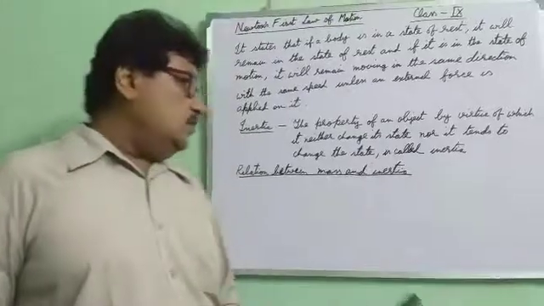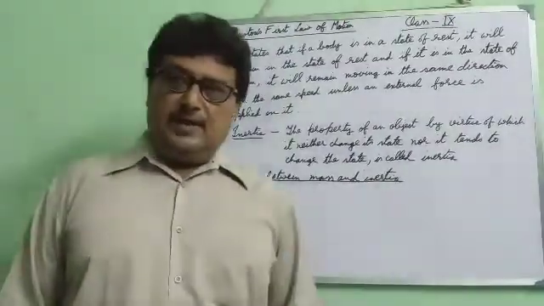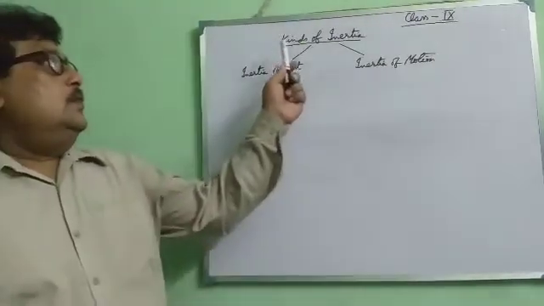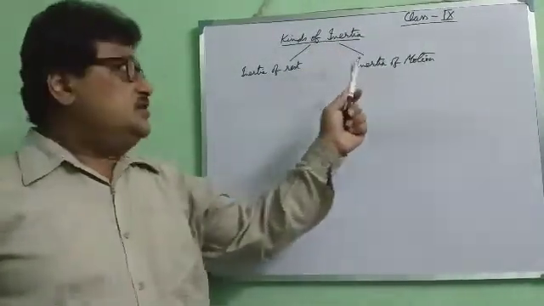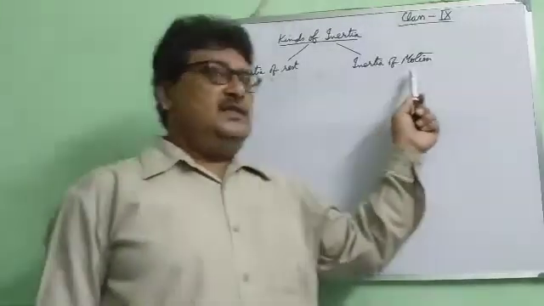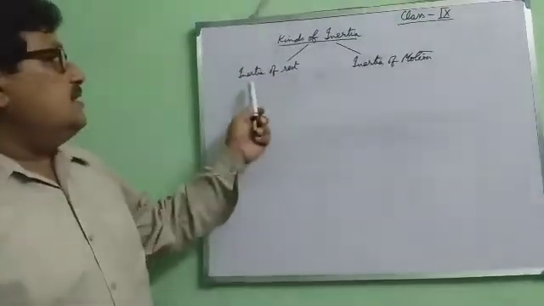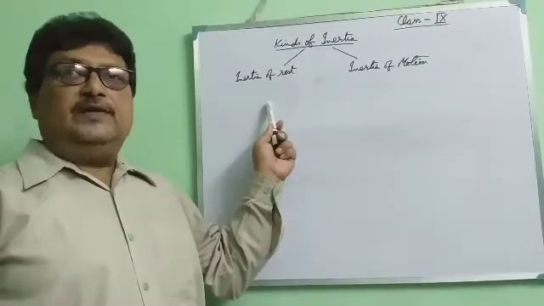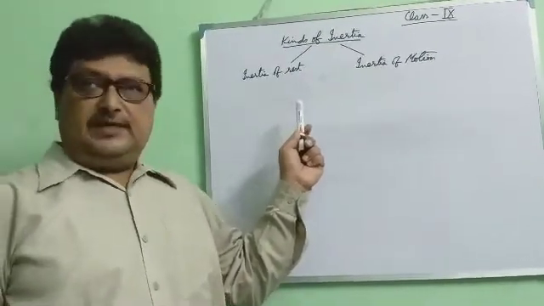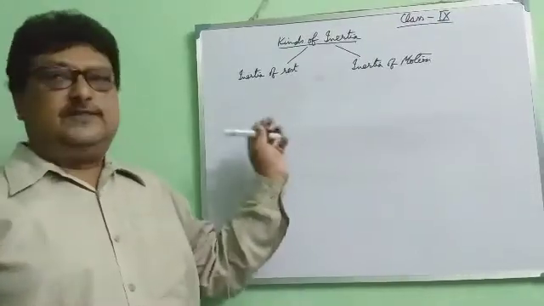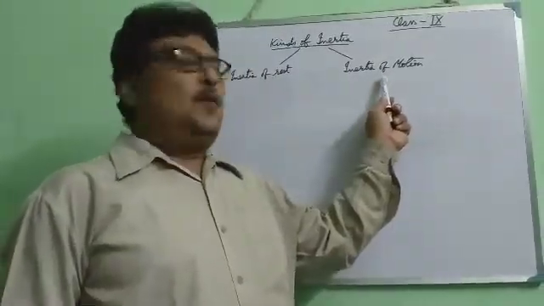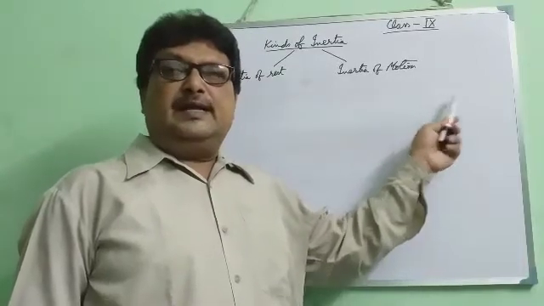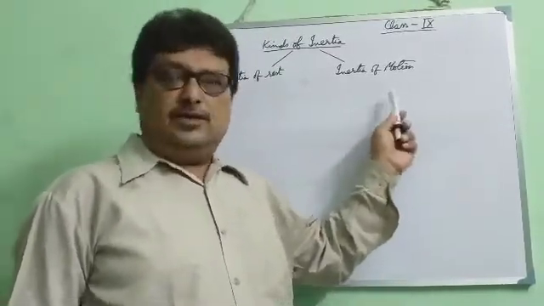Okay. Now we will go to the next part, that is kinds of inertia. There are two kinds of inertia. One is inertia of rest and the other is inertia of motion. Now what is inertia of rest? The property of a body by virtue of which it will try to remain in its state of rest if it is at rest is called inertia of rest. And what is inertia of motion? The property by virtue of which a body will remain in its state of motion until and unless an external force is applied is inertia of motion.